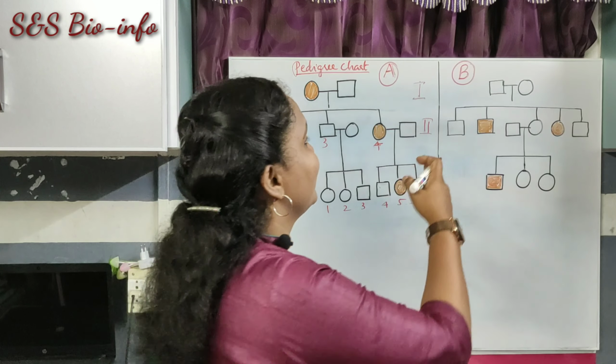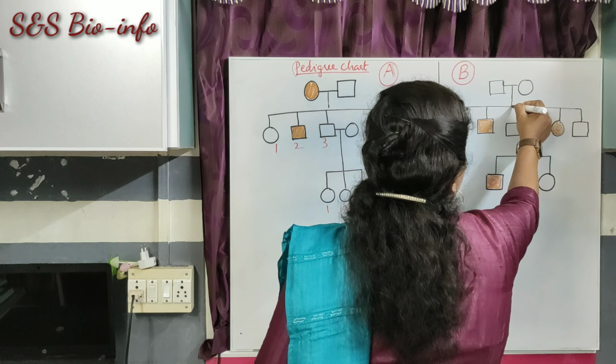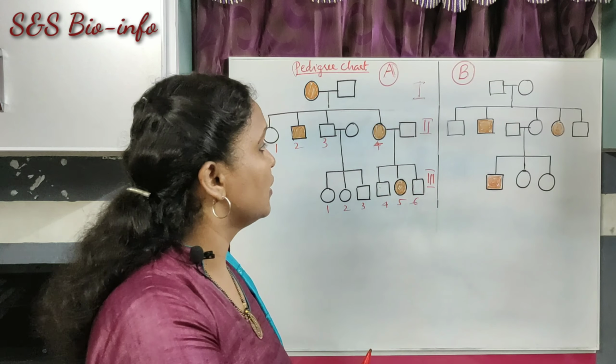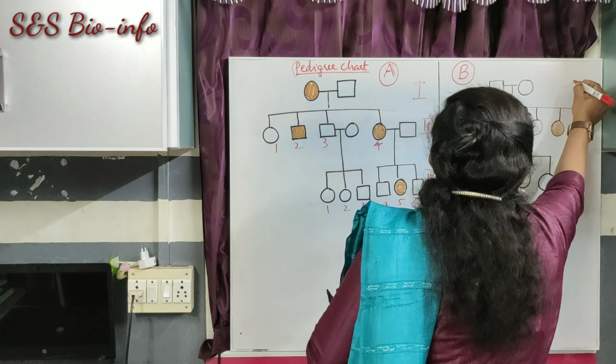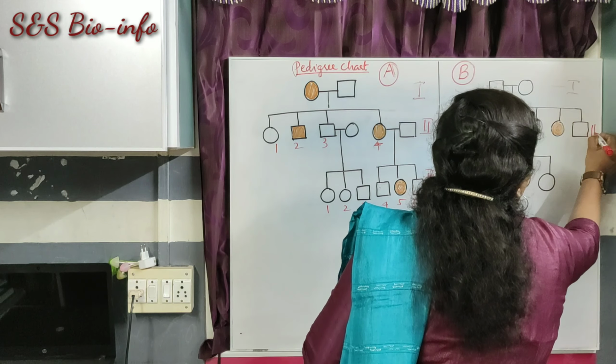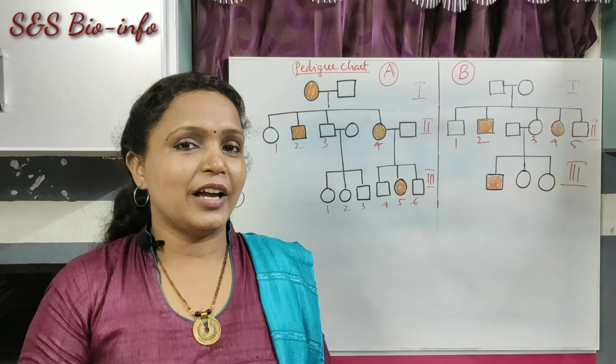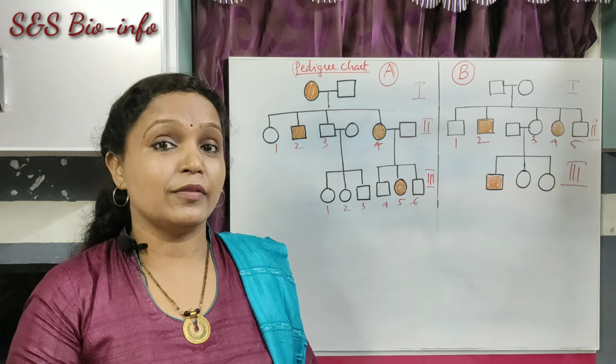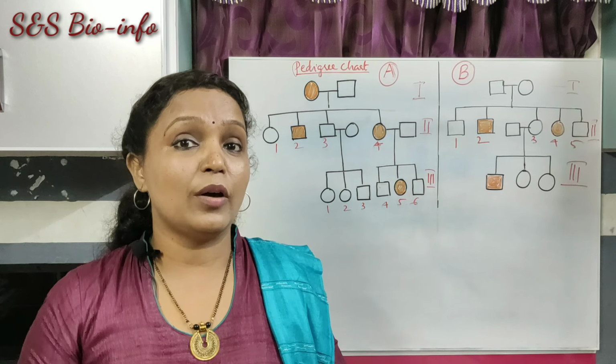Now look at the next pedigree chart. Here the parents are normal, unaffected individuals. This is the first generation, this is the second generation, then the third one. How many children do they have? 5. Out of 5, 2 are affected, 1 boy and 1 girl. In the third generation only 1 boy is affected. I will talk to you about certain clues to find out whether the trait is autosomal or sex-linked.